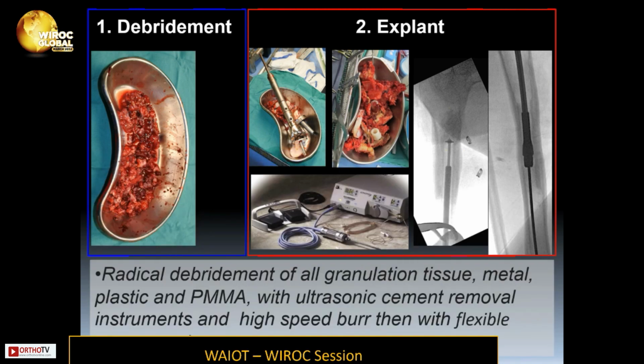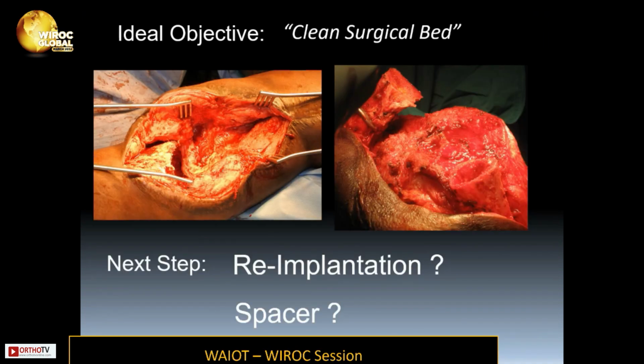The basic principles of debridement and explant include the radical debridement of all granulation tissue, metal, plastic, and polymethyl methacrylate with ultrasonic cement removal instruments and a high-speed burr, then with flexible reamers and curettes. The ideal objective is a clean surgical bed. As you can see here, these are the two bone ends, and the next step is a decision as to whether reimplantation or a spacer insertion is required.